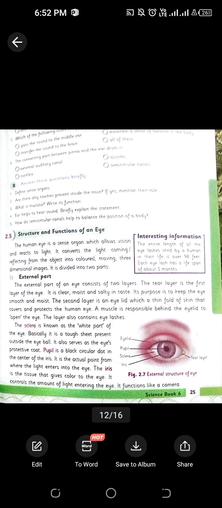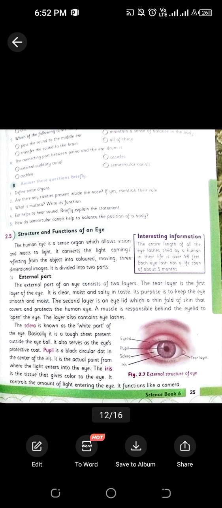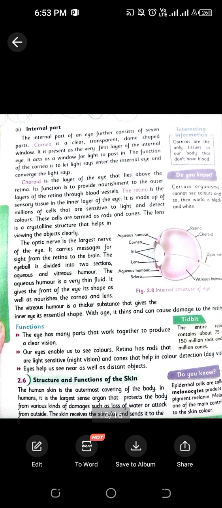The tears usually are a transparent, moist, and salty liquid, and their purpose is to keep the eye moist and smooth. The second layer is an eyelid, which is a thin fold of skin that covers and protects the human eye. Then we have the outer covering of an eye, which is known as sclera, and basically the white part is sclera. And we have pupil. Pupil is inside the eyeball, which basically controls the intensity of the light, right? Then we have internal part. So the first outer part is cornea.